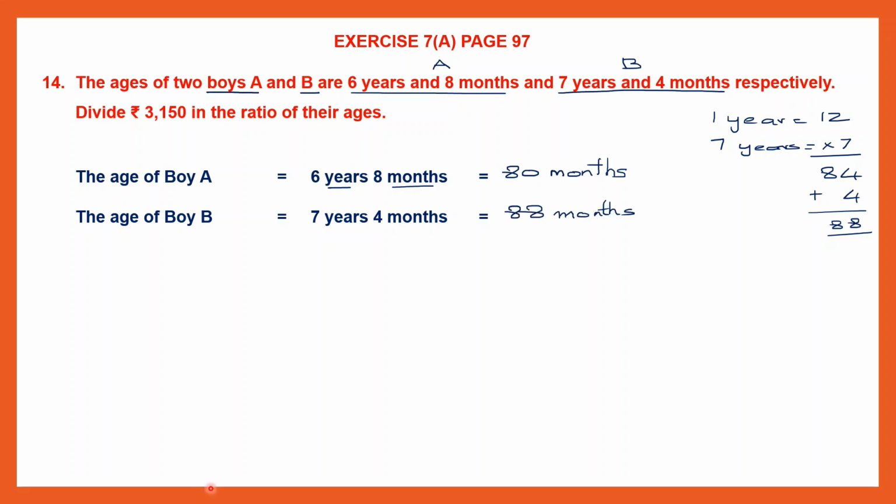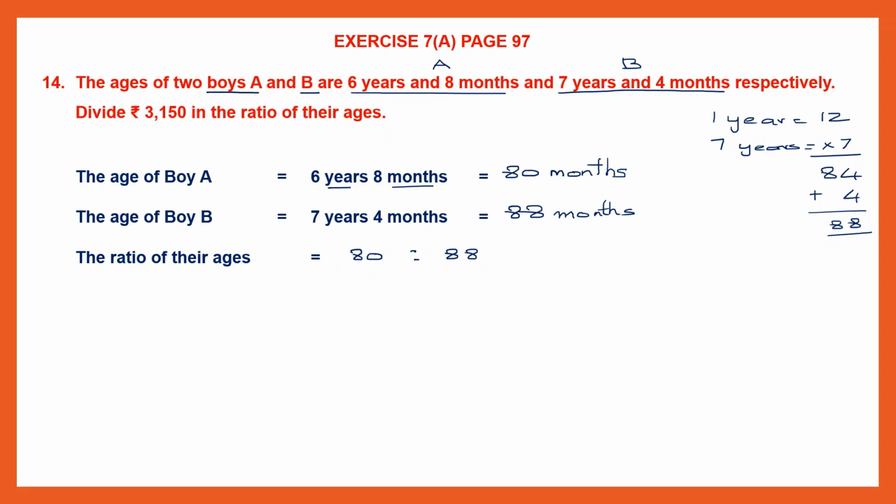So now we have the age of boy A in months, age of boy B in months. Now why did we do this? So that our ratio will be easier to find, because if they are in the same units. Here we had 2 units, so we brought them into one single unit. Now we are going to write the ratio of their ages. So what do we have? 80 months is to 88 months. Remember, we don't write the units, so I'm just writing 80 is to 88.